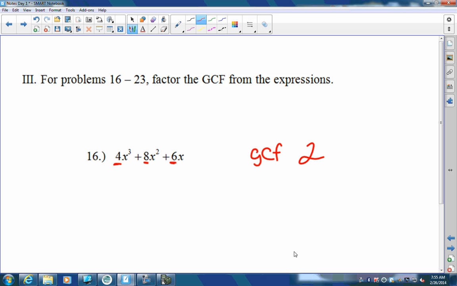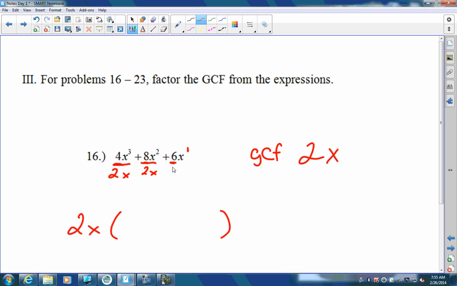Now, out of my three terms, is there a letter that's in common in all of them? An X. What's the smallest exponent? Just that one right there, okay? So my GCF is 2x. Now, here's what we have to do. We're going to have 2x, and we have to pull it out and write what is left. What that means is this: we are going to divide each term by 2x.